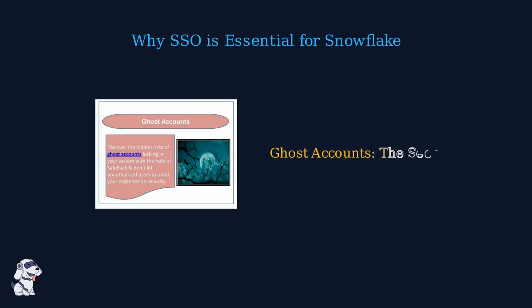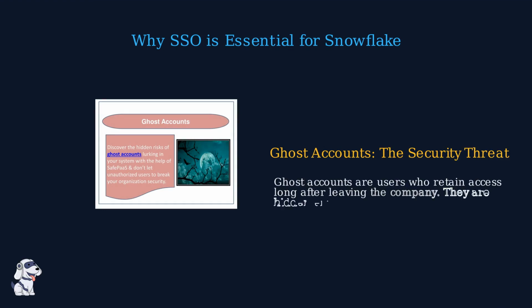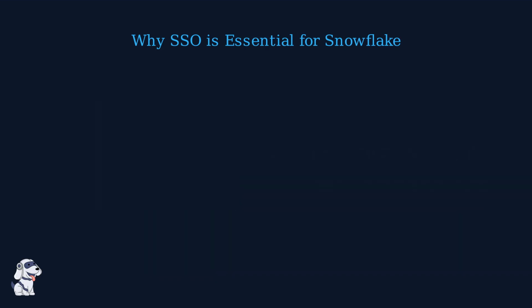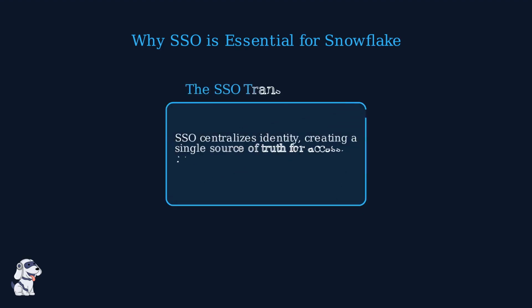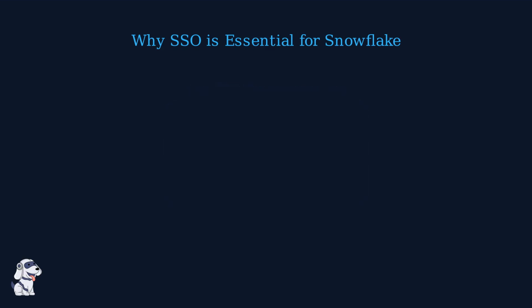One of our biggest risks is the ghost account: users who keep access to your data even after leaving the organization. Manually tracking these is nearly impossible at scale. SSO transforms Snowflake from a siloed database into a fully integrated enterprise asset. By centralizing identity, access is automatically managed, meaning the moment a user leaves your central directory, their access is revoked.